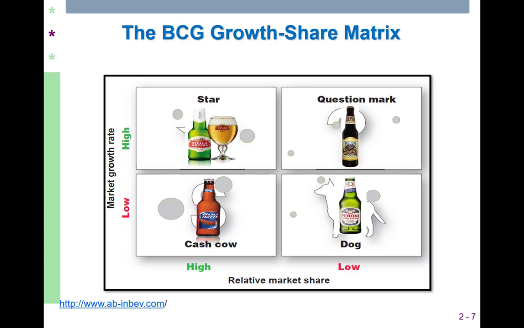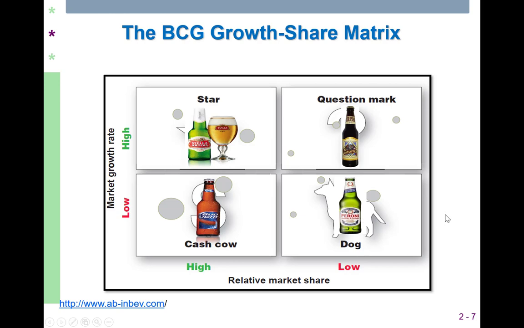And then, of course, their goal is to turn these suckers into cash cows. The company must decide how much it will invest in each product or SKU, a business unit, but it has to decide whether to build, hold, harvest, or divest. And that's kind of where this comes into play.